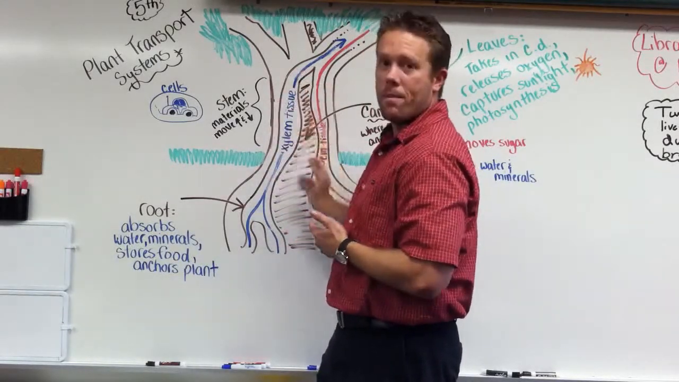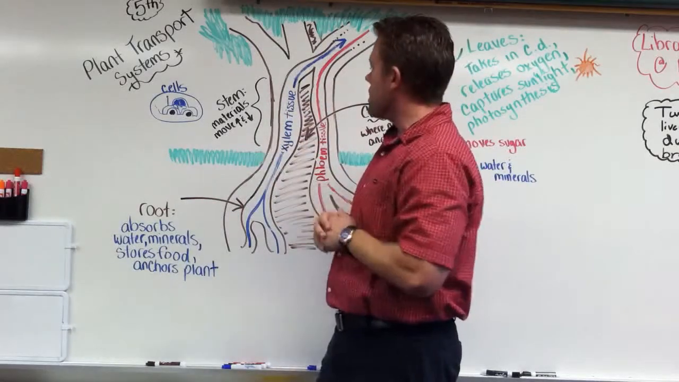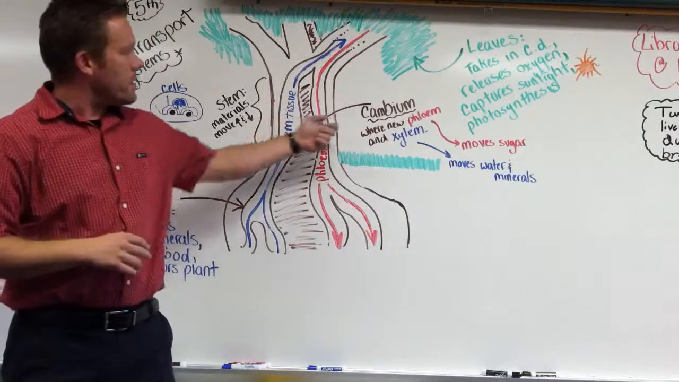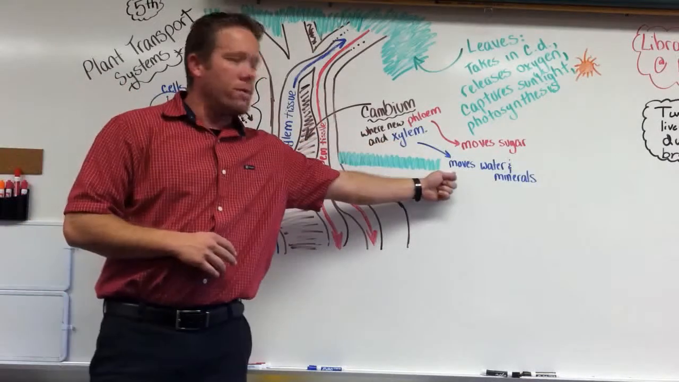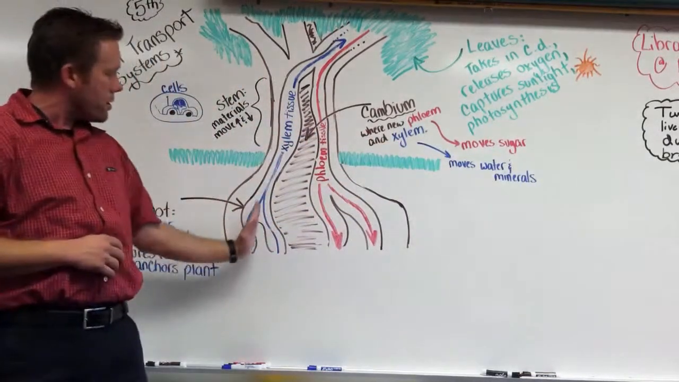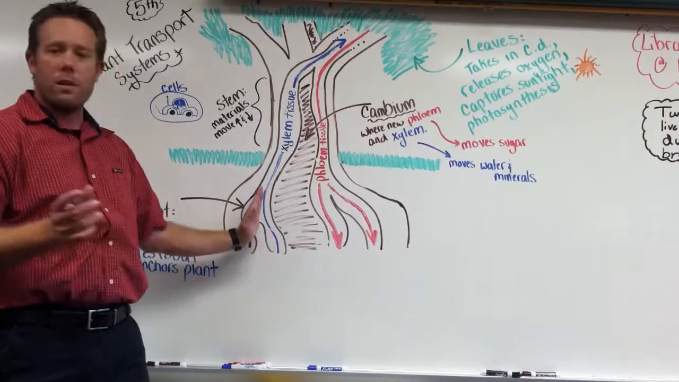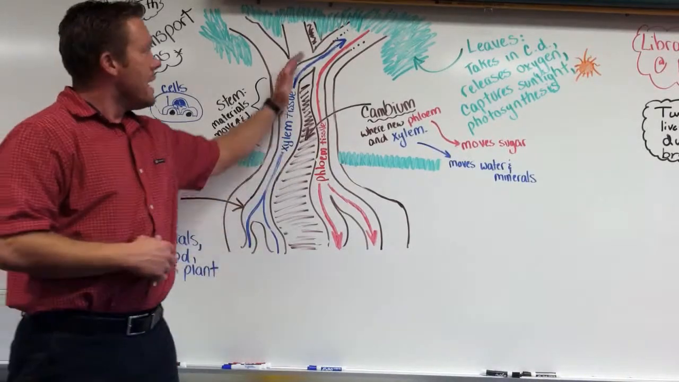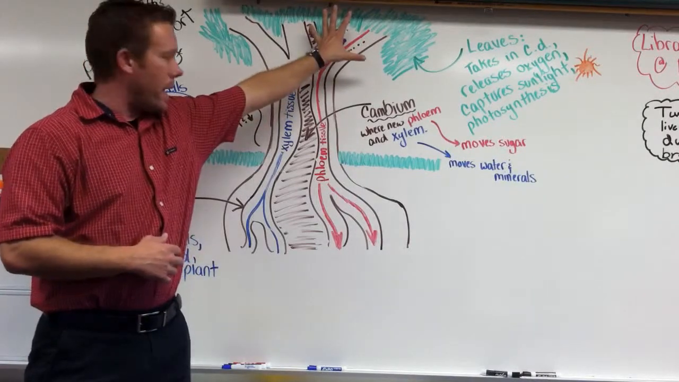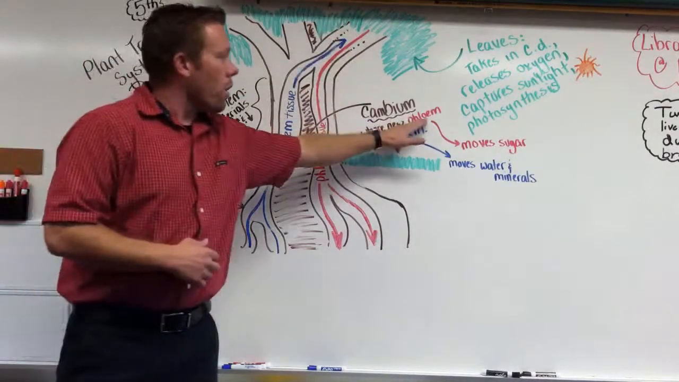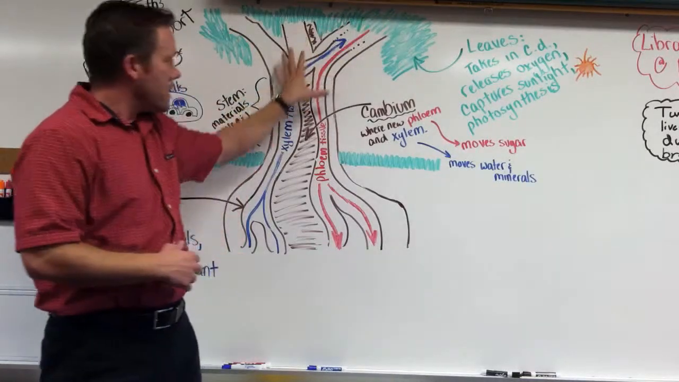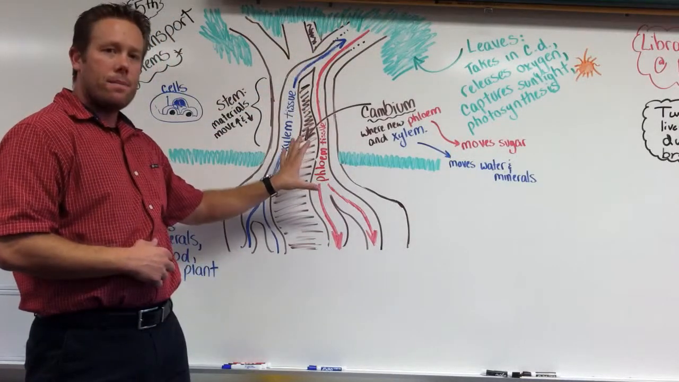That's where the xylem and the phloem are constantly moving things. The xylem, you can see over here, moves the water and the minerals. They get the water and the minerals from the soil and take it up to the rest of the plant. The phloem moves the sugar that was made in the leaves down to the rest of the plant.